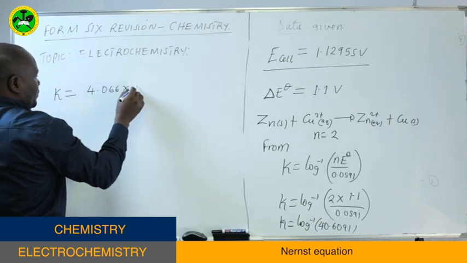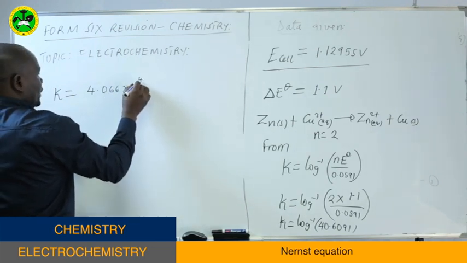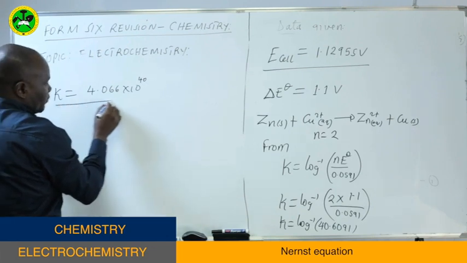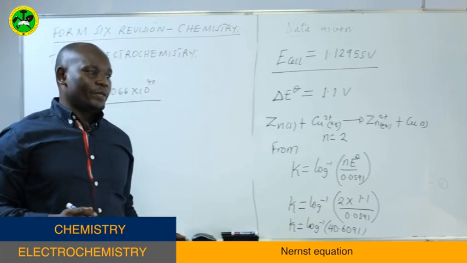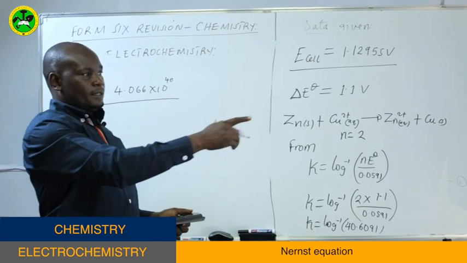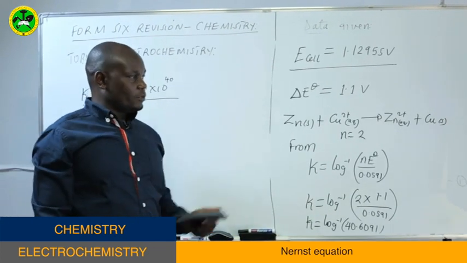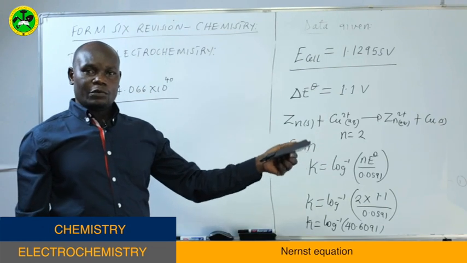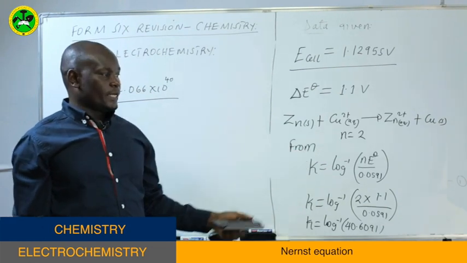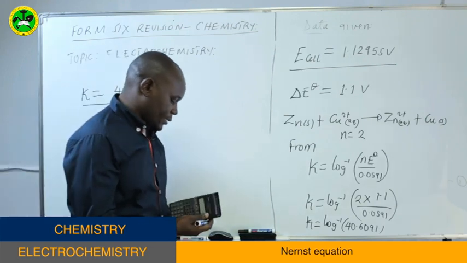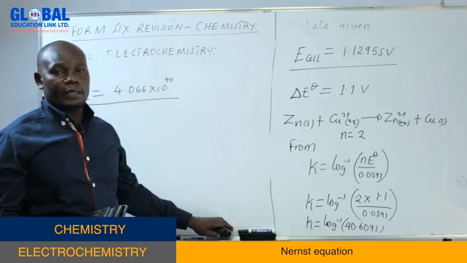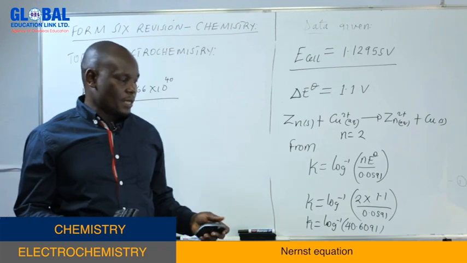60 times 10 power 40. So that will be the equilibrium constant of our cell that you have been asked. So that is the first equation in case of determination of equilibrium constant. So let us look at another sample question that can help us to know how to determine the equilibrium constant of a cell.